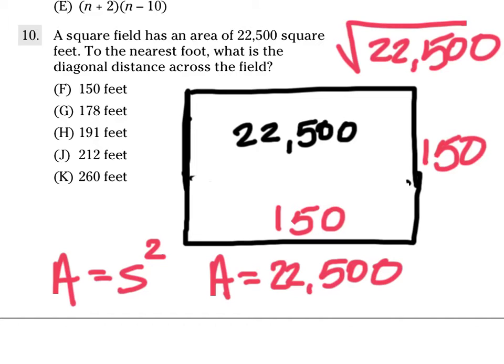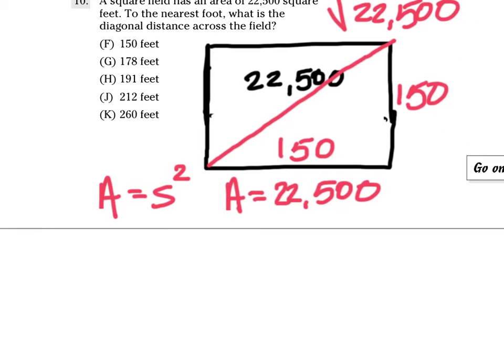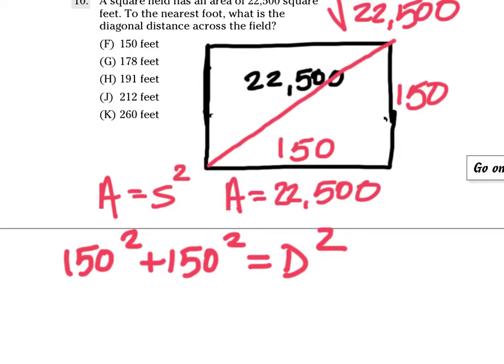So if each side is 150 and you're looking for the length of the diagonal, then you would have to do the Pythagorean theorem from there. So it would be 150 squared plus 150 squared equals d squared. So 150 squared plus 150 squared is 45,000. And that's equal to d squared.